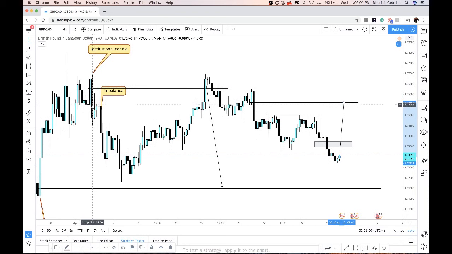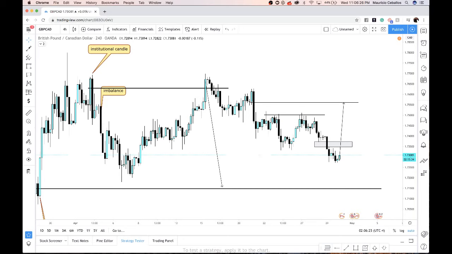It did an institutional candle, imbalance, comes up, takes out our imbalance, creates liquidity to then go to our institutional candle. Institutional candle creates liquidity, imbalance, comes to our imbalance zone to then create liquidity, to break through that liquidity and then come to the imbalance zone and then finish down. So rinse and repeat.